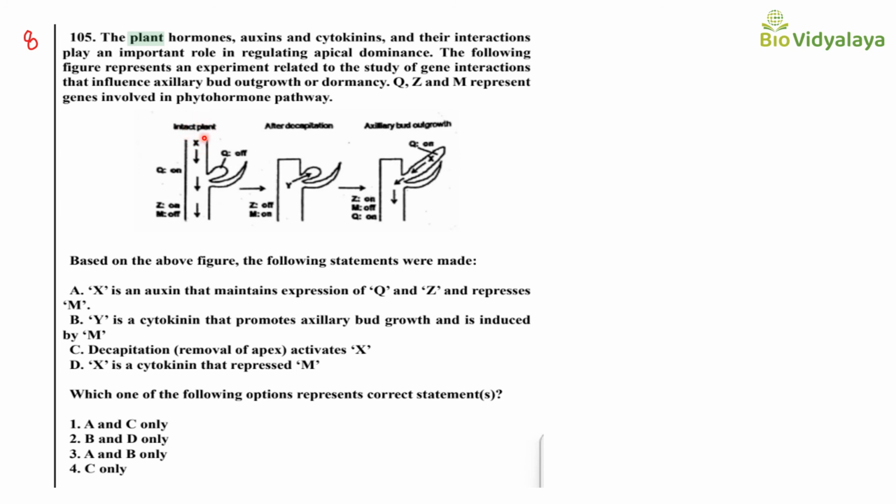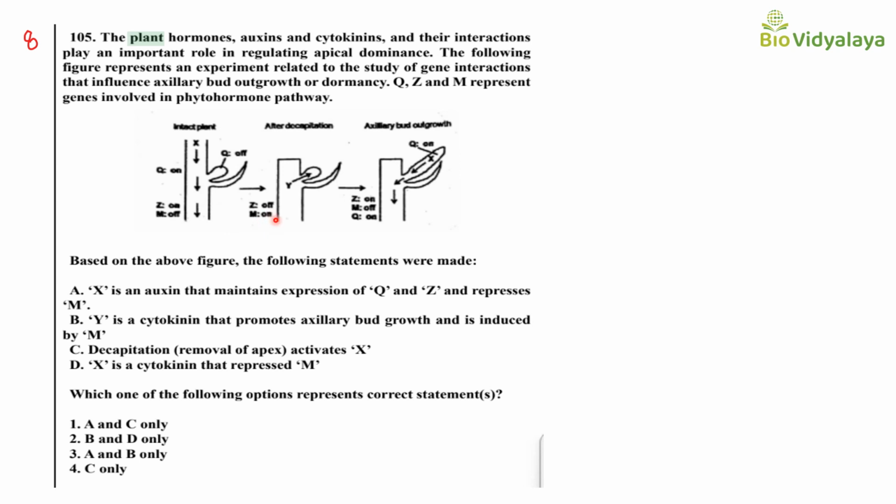Here you can see that the hormone X is moving from the tip to the base, and at that time gene Q is on. Here gene Q is off in the axillary bud. And here Z is on and M is off. And here you can see that after decapitation, that means after the removal of the shoot apex, the hormone X is absent, and there is one hormone called Y that is moving to the axillary bud, and here Z is off and M is on. Here Z is on, but here Z is off. Here M is off, but here M is on.